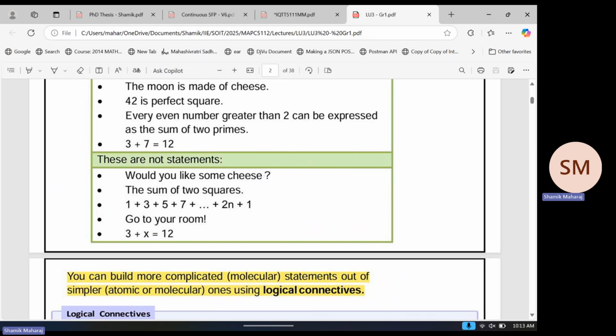And at the bottom are examples of things that are not statements. Obviously, a question is not a statement. Would you like some cheese is not a statement. The sum of two squares is not a statement. It's just like an incomplete sentence, not saying anything. Go to your room, not a statement. It's kind of like giving someone an instruction, right? So command, yes, command is the word. Thank you.